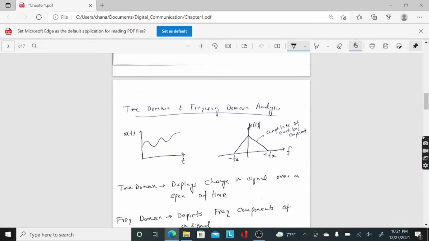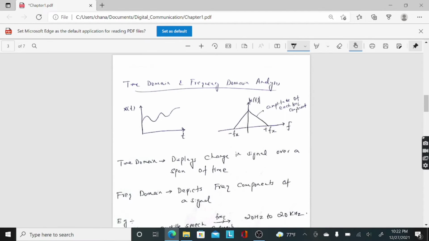So let's go to what is time domain analysis and what is frequency domain analysis. When I represent a signal in time domain, all it means is I'm just plotting the signal over time. So time domain representation, if you just see this here, displays change in signal over a span of time, which is how the signal varies over time.